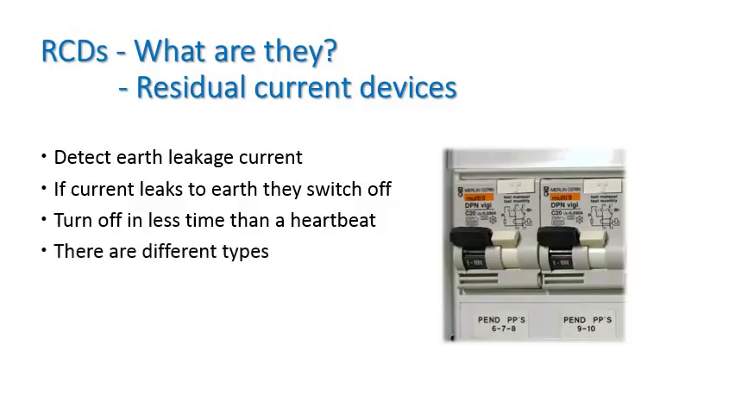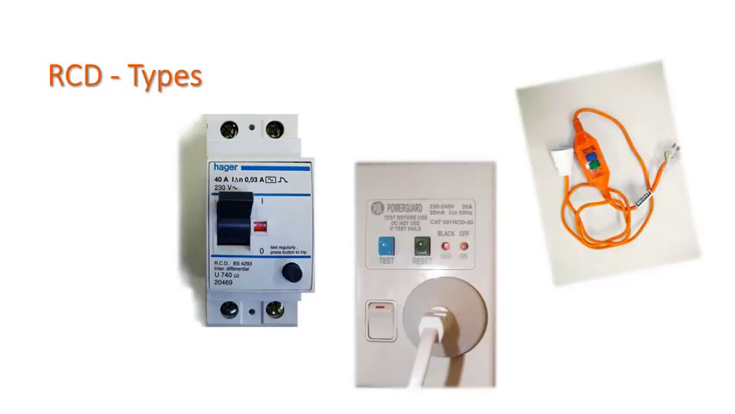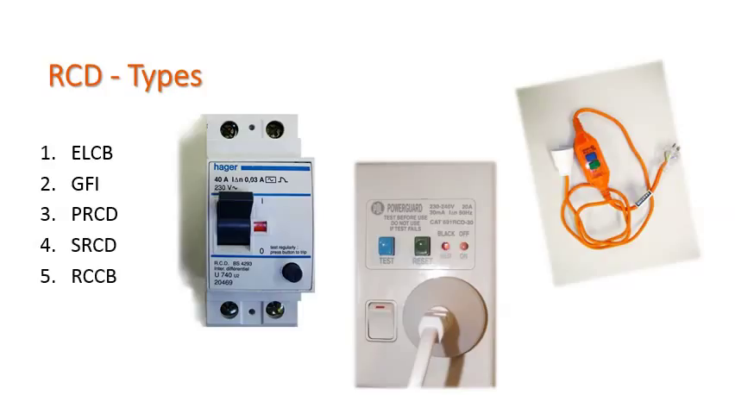And as can be expected, there are different types. So we're going to look at the different types now. ELCBs is the first one, GFIs, PRCD, SRCD, RCCB, RCBO. Wow, what a list. Let's look at what those mean.